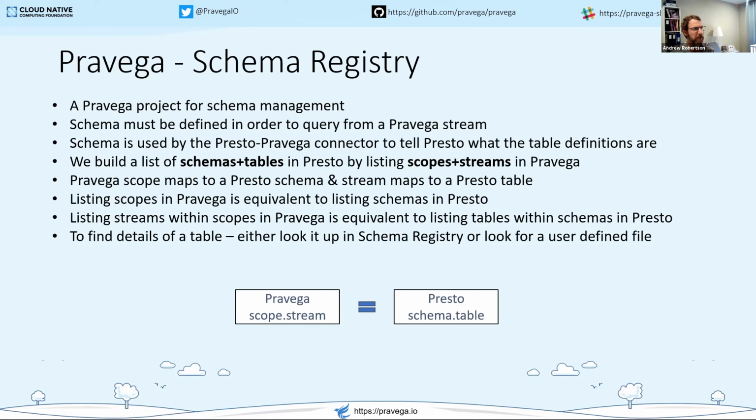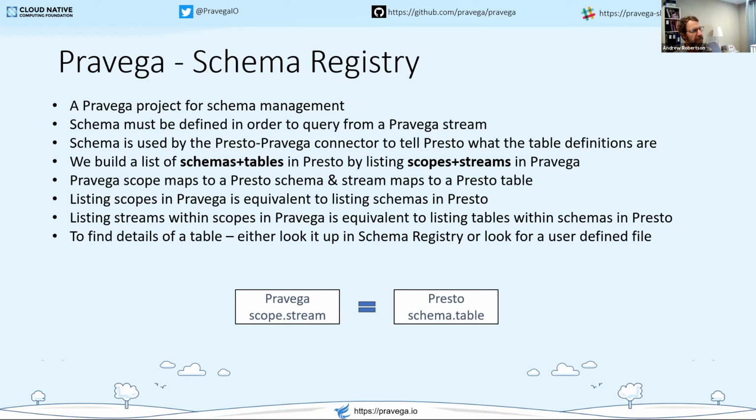As you might imagine, you need some sort of schema in order to be able to query from a Pravega stream. You can't just have data in a Pravega stream and arbitrarily query it, right? Having a schema tells us what the field definitions are and how the object is made up so that we can get what we need out of it. And so when Presto asks us what the table definitions are, we're going to look up the schema and give it back to Presto.